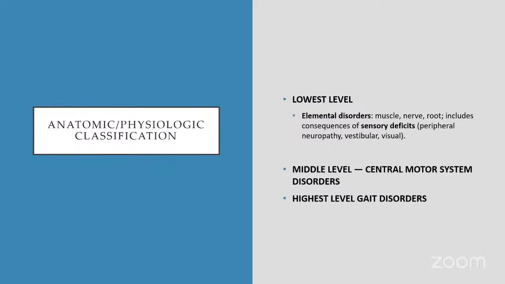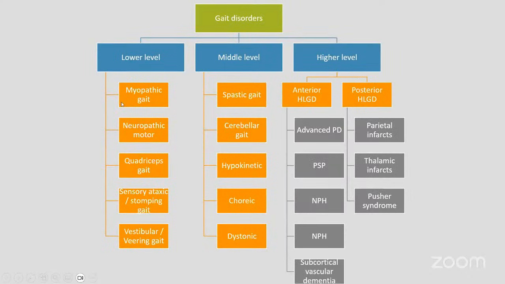So, going into the anatomical and physiological classification of the gait disorders, we have lowest level, middle level, and highest level gait disorders. Lowest level is mainly because of the elemental disorders like muscle, nerve, roots, neuromuscular, and includes consequences of any sensory deficits like peripheral neuropathy or any vestibular or visual problem. Middle level is central motor system disorders, and then highest level disorders. So in the lower level, as we told, it includes myopathic gait, neuropathic gait, quadriceps gait, and sensory ataxia or stomping gait, vestibular or weaving gait.